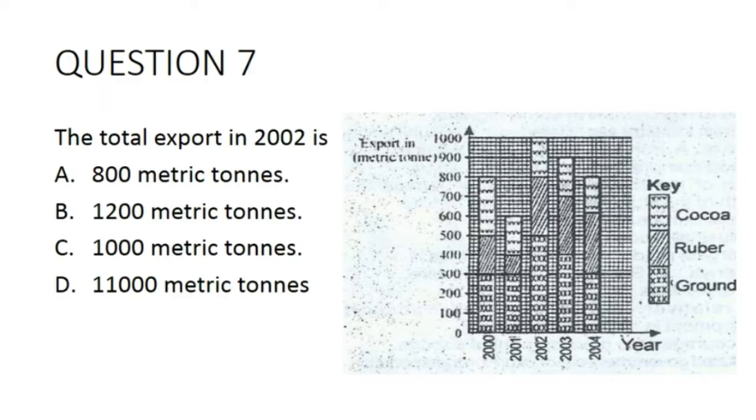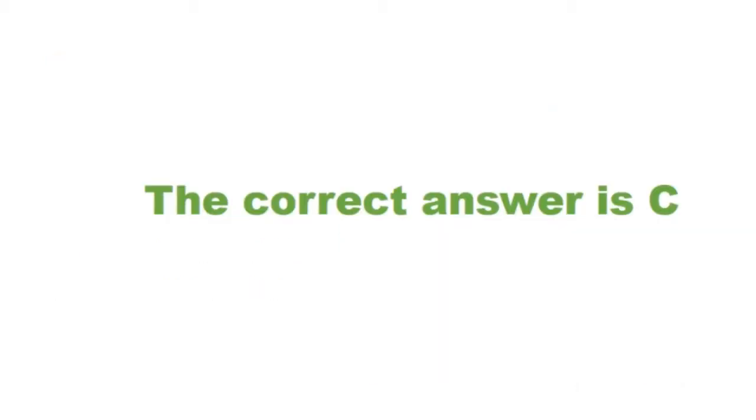Question 7. The total export in 2002 is A. 800 metric tons, B. 1,200 metric tons, C. 1,000 metric tons, D. 1,100 metric tons. Again, let's go back to our diagram. In 2002, the total export is 1,000 metric tons. So the correct option is option C.